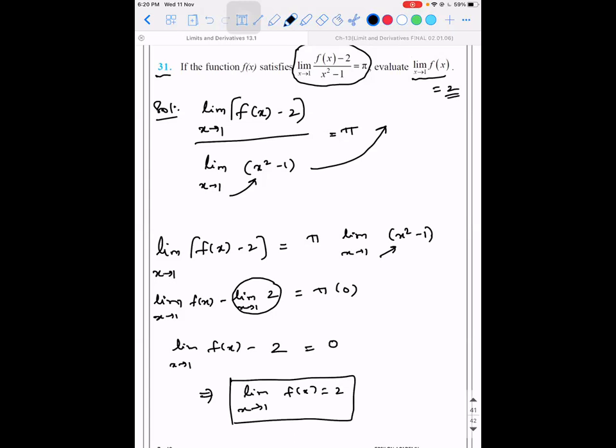So here you need not find the left limit and right limit, all those things, because they already told it satisfies. Clear? Yes, sir. Clear. Make a note of it.